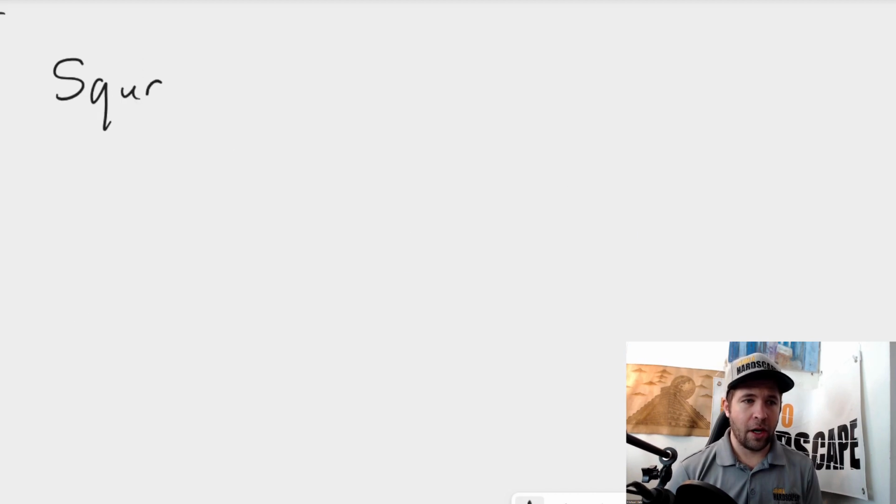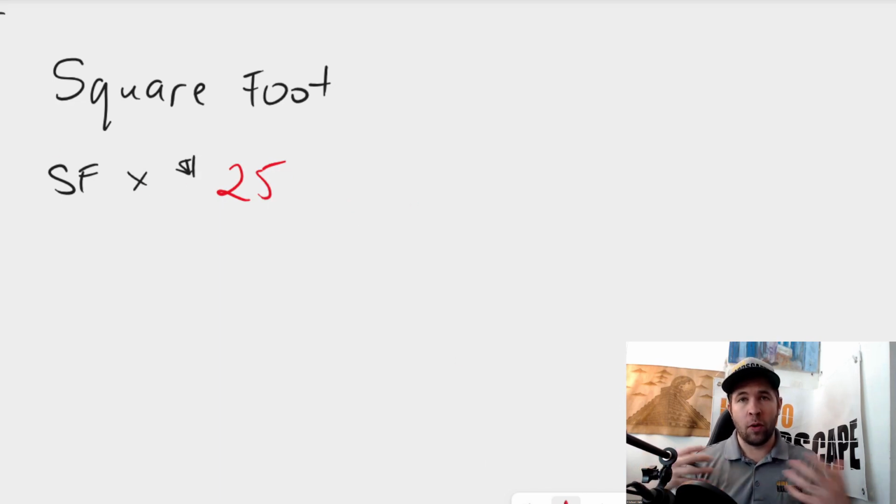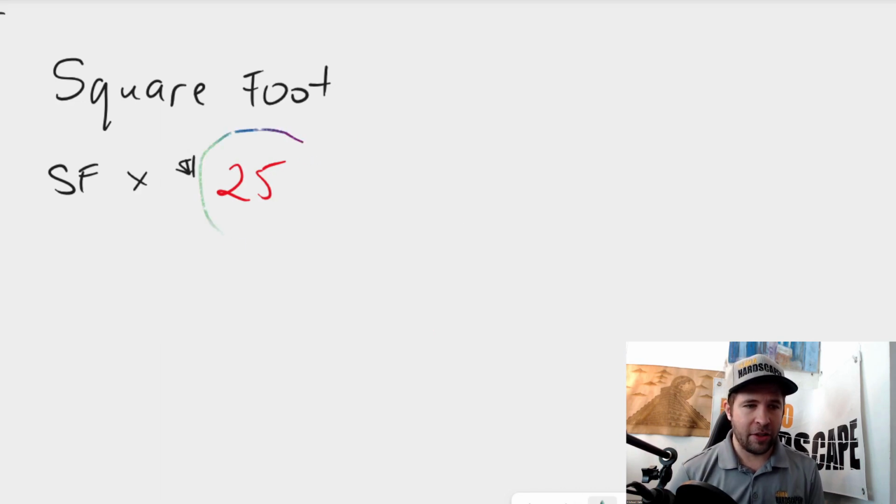Now the next one we're going to cover is square foot pricing, and this is essentially just taking the square footage of a project and multiplying it by a dollar figure that you deem fit for that square footage. In this case, we're going to just put in the dollar figure of $25 per square foot, and that's going to give us what our total revenue is for that project, or what we're sending to the client as a quote for that project.